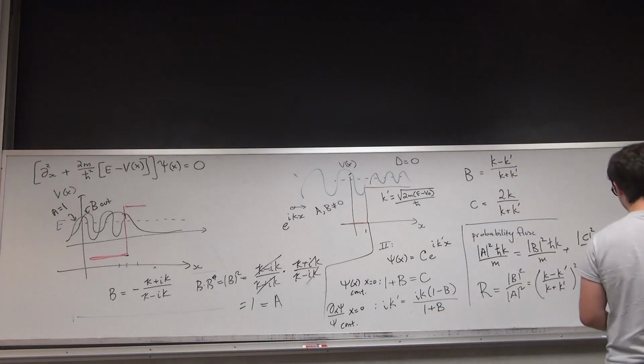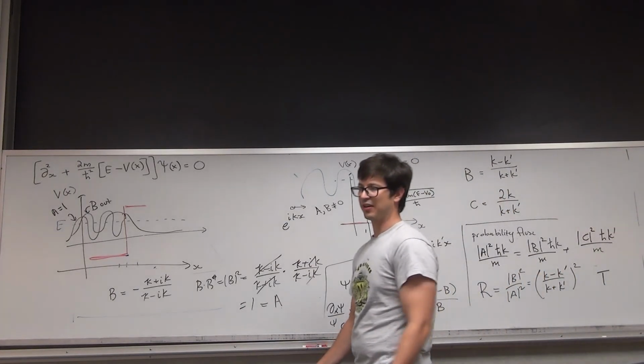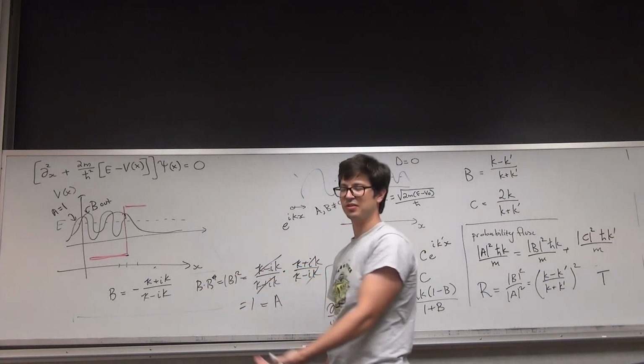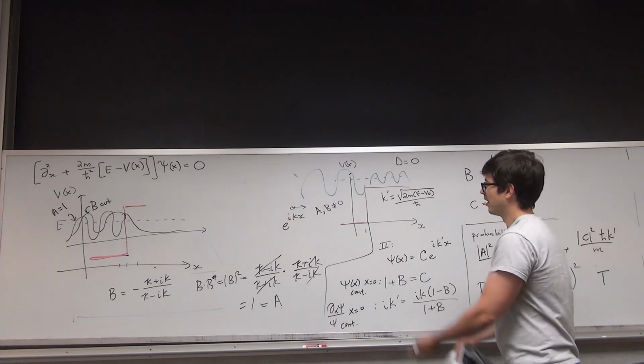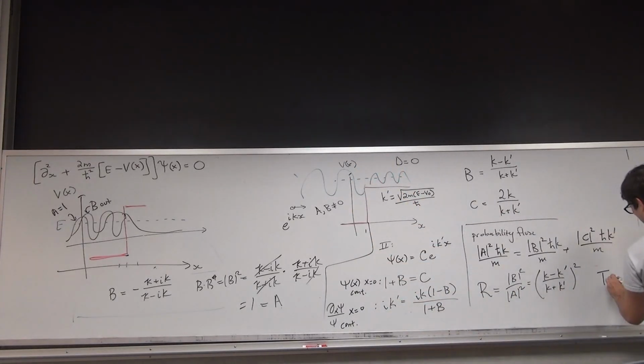And what's the transmitted part? The probability you get transmitted, well, it's one or the other. You either reflect it back or you transmit. There's no other option. The particle doesn't get absorbed anywhere. Its probability is conserved. So this must be 1 minus the probability that you get reflected. So you can work that out.